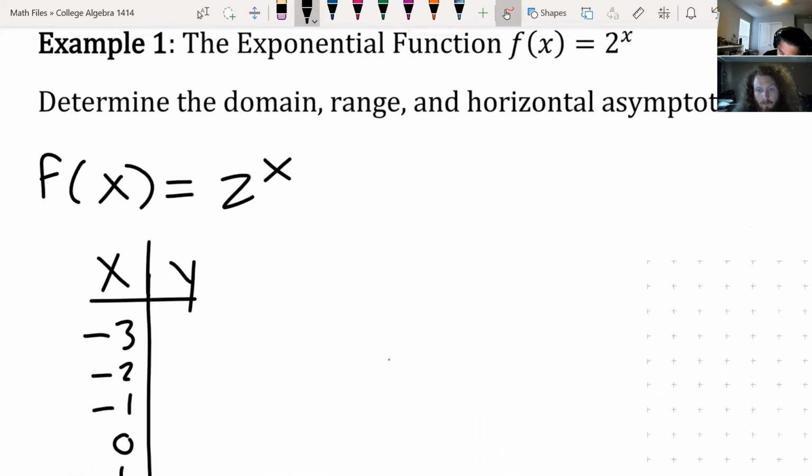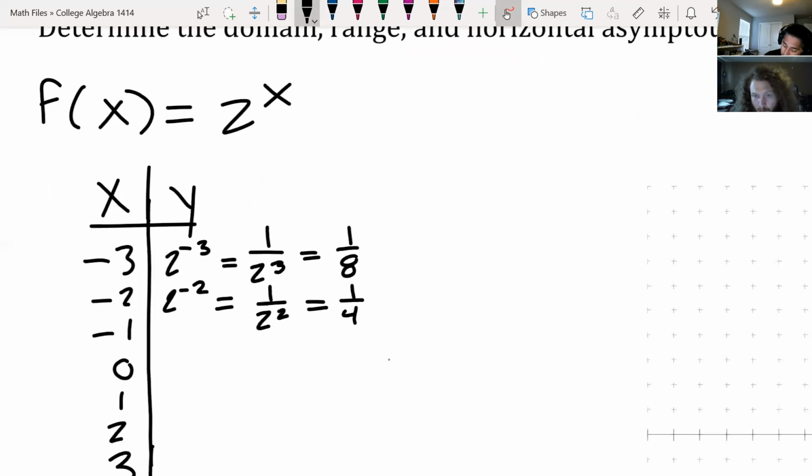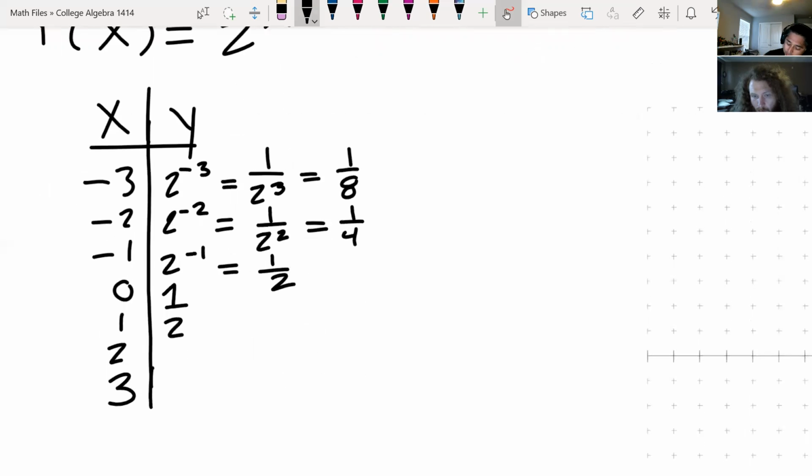So to start with, we have 2 to the -3, which gives me 1/2 cubed, which gives me 1/8. And then 2 to the -2 gives me 1/2 squared, which is 1/4. Two to the -1 gives me 1/2. And 2 to the 0th, anything to the 0th power is 1. And then 2 to the 1st is 2. 2 squared is 4. 2 cubed is 8.